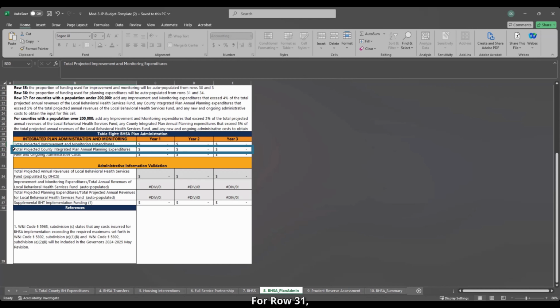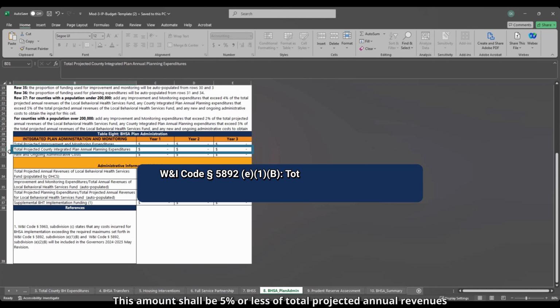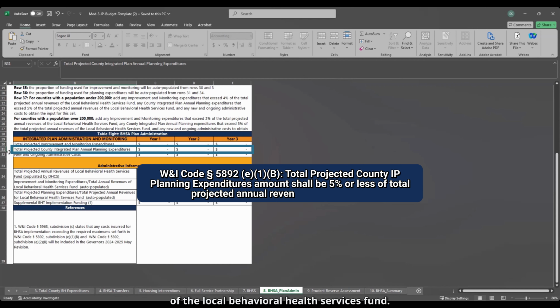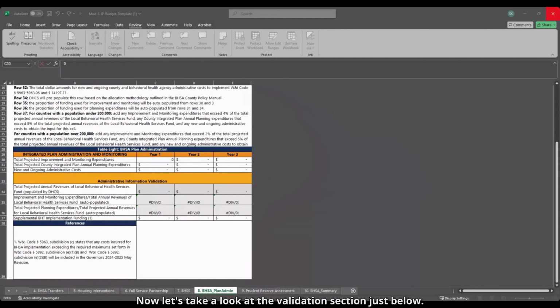For Row 31, this amount shall be 5% or less of total projected annual revenues of the Local Behavioral Health Services Fund. The amounts entered here will be validated in the bottom rows. Now let's take a look at the validation section just below.